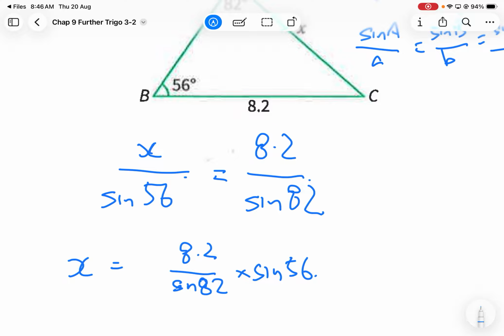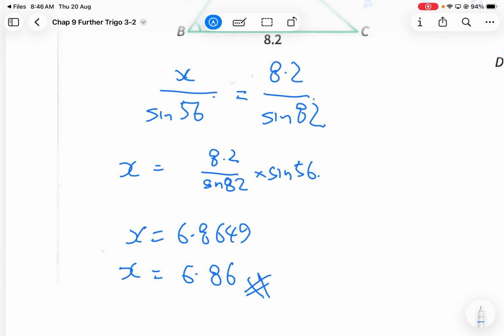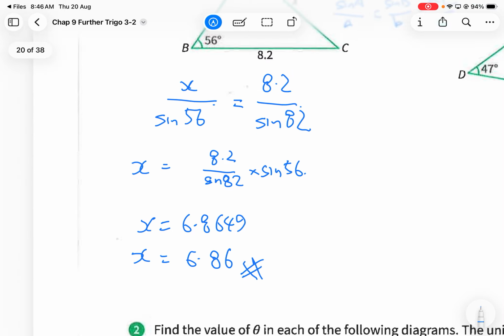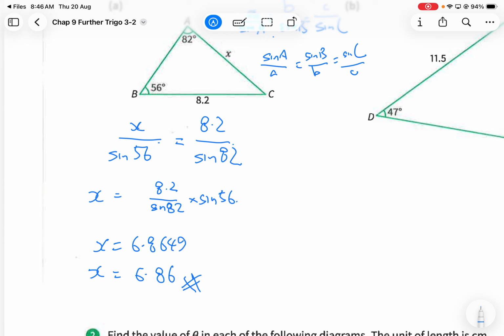Okay, practice. Press your calculator. 8.2 times sine 56 divided by sine 82. So x is equal to 6.8649. Okay? So sine rule is actually very simple. You need to know a known pair of side and angle. Then you can find any side or angle in that triangle.